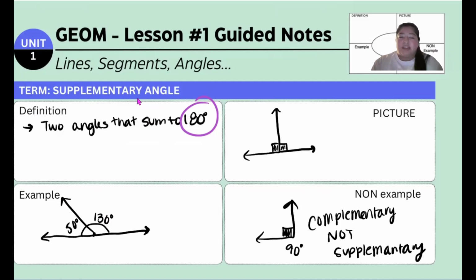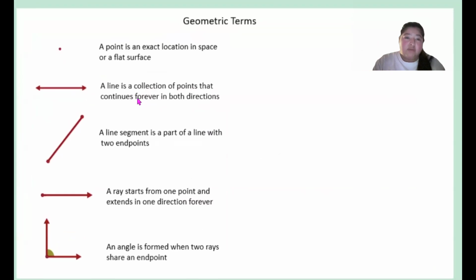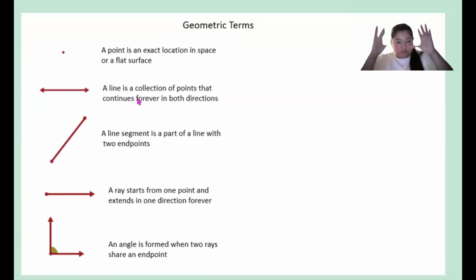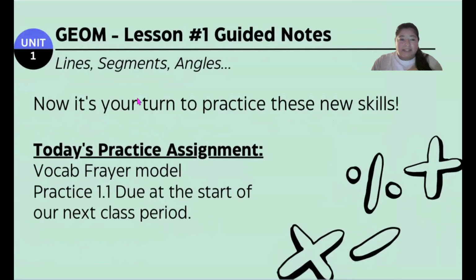Again, for the other ones, you're working on it at the end of the video. We have reviewed a few different terms. You can pause here if you want to read through what you should have for your definitions. And again, it's your turn to practice these skills. You need to complete the Frayer model, and I'd like you to work on practice 1.1 due at the start of our next class period.